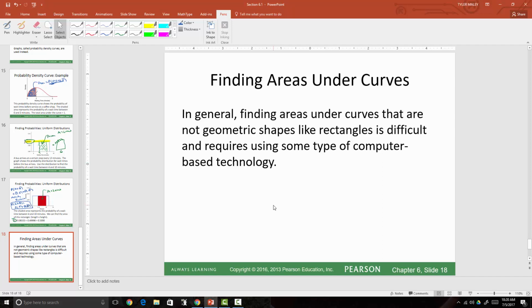My last slide, I already mentioned this. In general, when we're trying to find area under curves, it's very difficult, so typically we're going to use some type of computer-based technology to find that. Alternatively, we could use integral calculus, as I said, but we're going to use technology in this class.